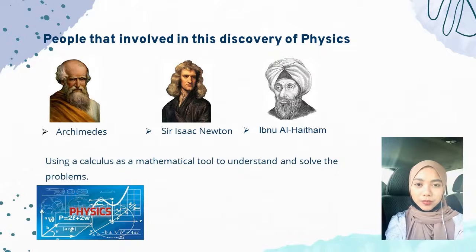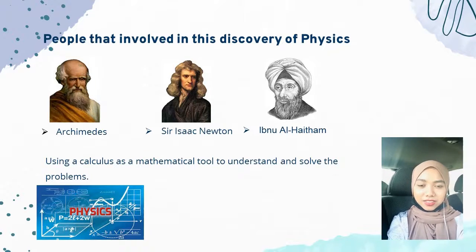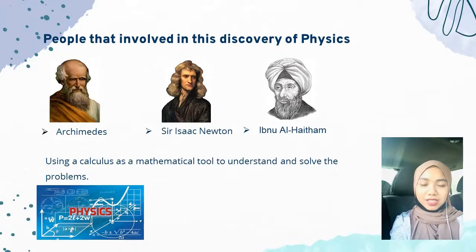Some of the important people involved in the discovery of physics are Archimedes, Sir Isaac Newton, and Ibn al-Haytham. The relationship between calculus and physics. Firstly, physics is related to calculus by using calculus as a mathematical tool in order to understand and solve problems. In physics, calculus can be represented as ds/dt and dv/dt. It is said that the distinction between both of them is little. As an example, geometry is a branch of mechanics.